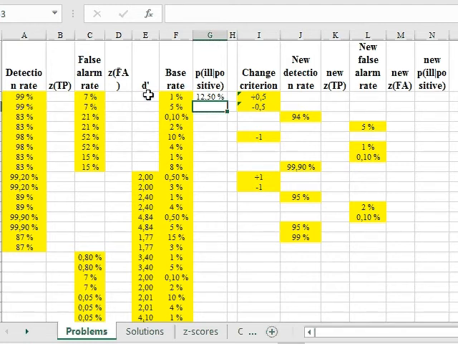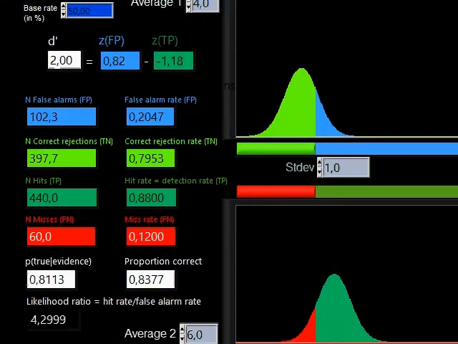And d prime, as you may remember, is defined as the z-score of the true positive rate, the hit rate, minus the z-score of the false alarm rate. So if we look at that, we have a detection rate of 99%. If we go into here, so we get a detection rate of 99%. That here is the detection rate, the area here under this curve. So I can move here the criterion until we get here the hit rate.